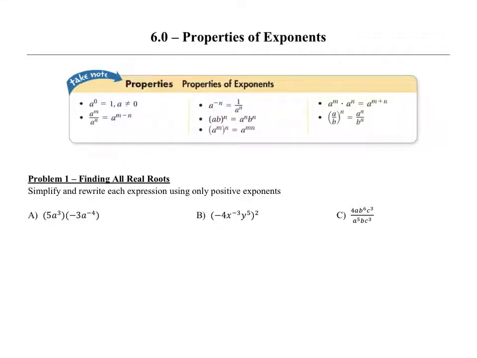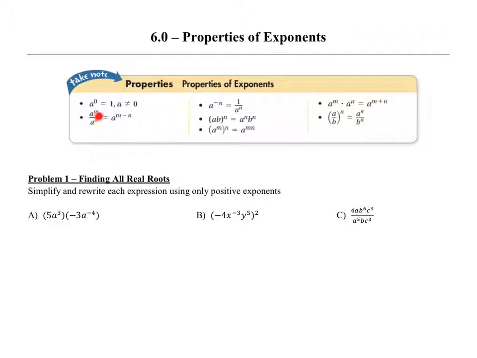6.0, properties of exponents. Why do we have this 6.0? Well, because you learned properties of exponents back in algebra class. So you should make sure that you are looking at these. We're going to go over these quickly, and then we're going to actually apply them. So any number raised to the 0 power is equal to 1. That's what that first one's saying.